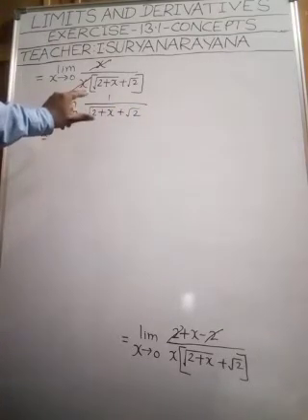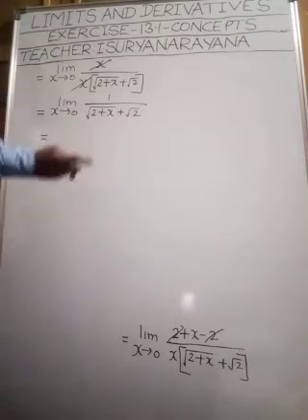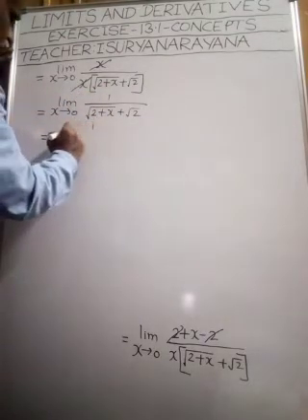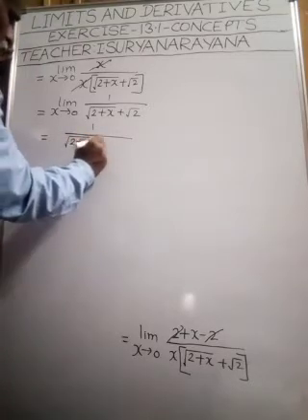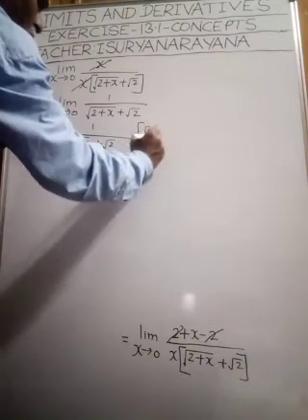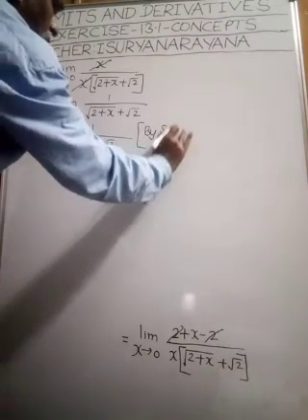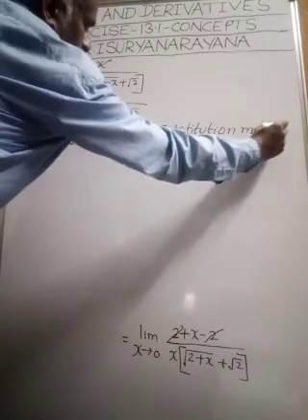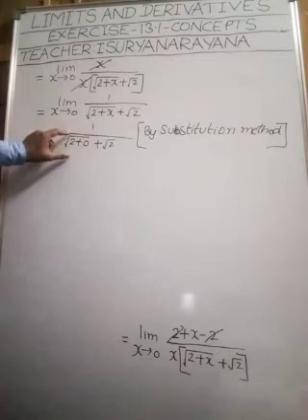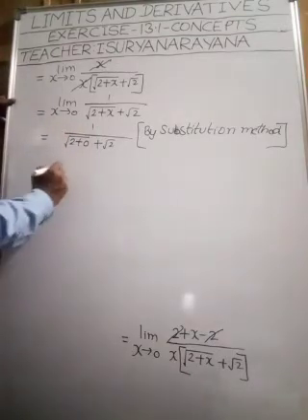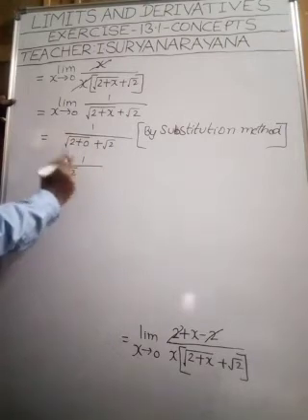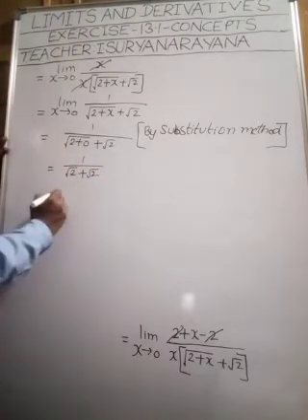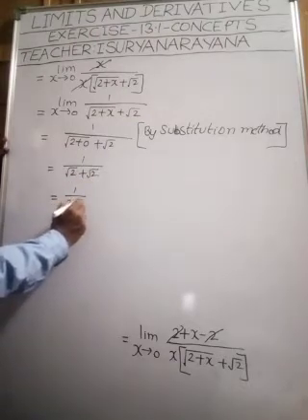In this stage, again, we go back to the substitution method. We have to substitute x is equal to 0 in this expression. Then we get square root of 2 plus 0 plus root 2 by using this substitution method. Understood this step? That is equal to 1 by square root of root 2 plus root 2. That is equal to 1 by 2 root 2.